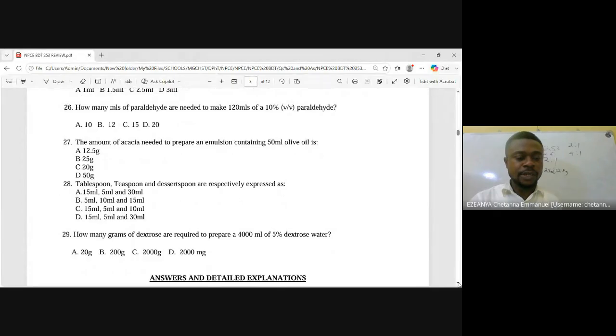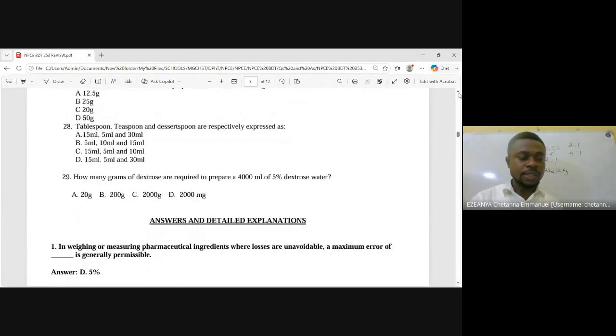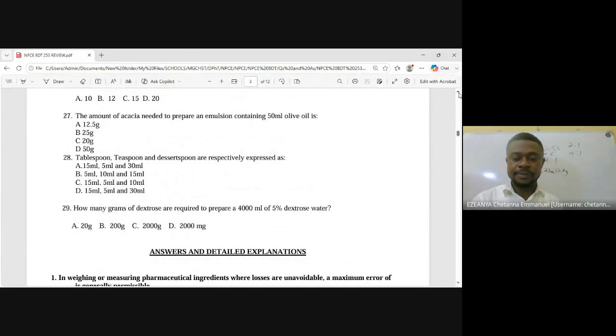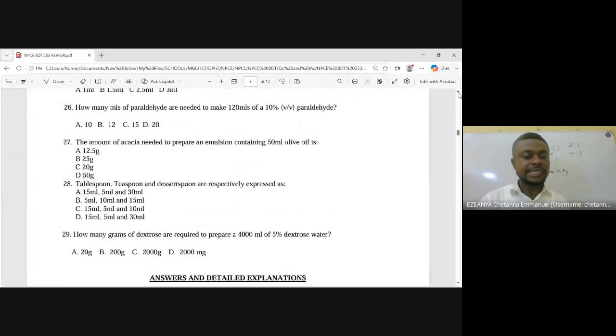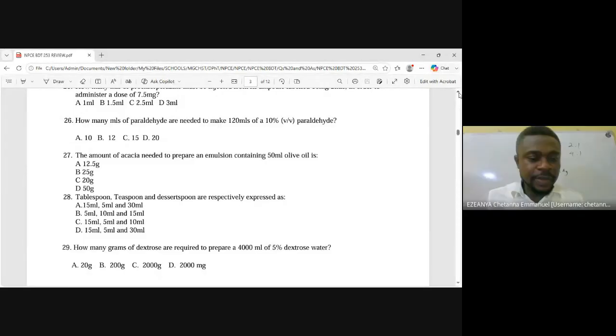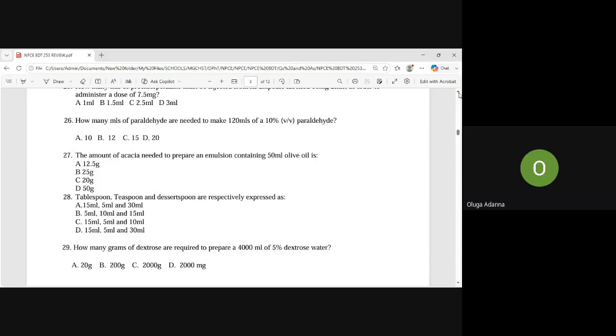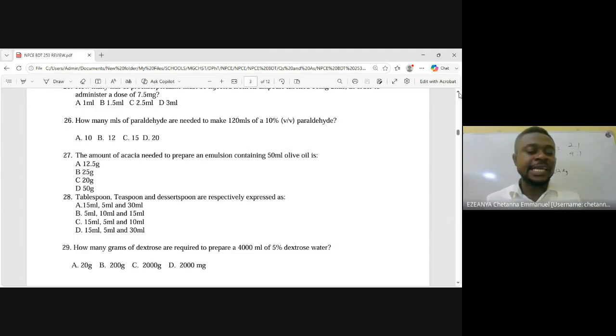Question 28. What's the answer? It's simple. 15 ml, 5 ml, and 10 ml. See? Tablespoon is 15 ml. I agree with you. Teaspoon is 5 ml. I agree with you. Dessert spoon is 10 ml. I agree with you. So the answer is C.